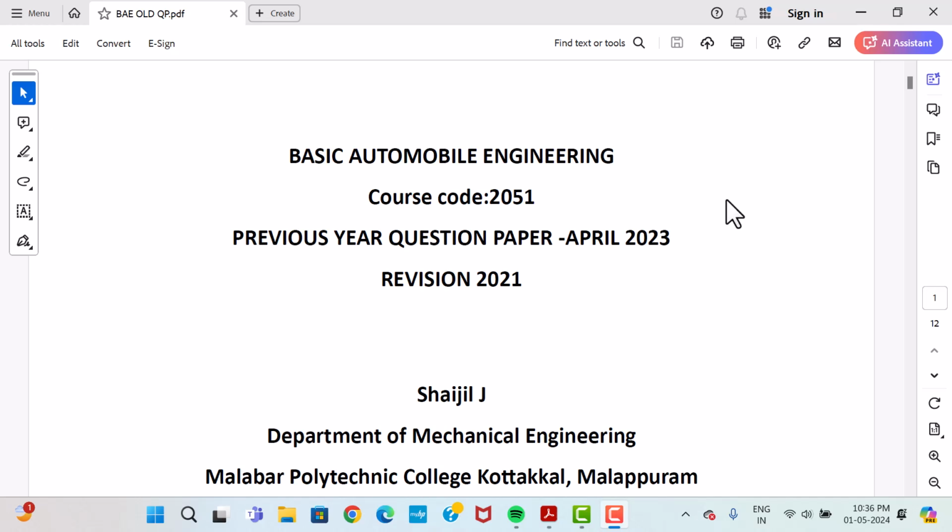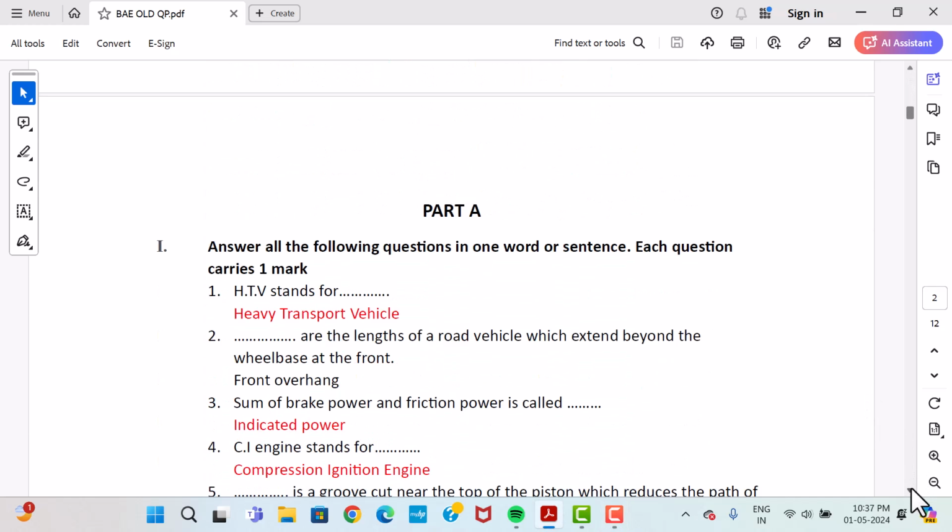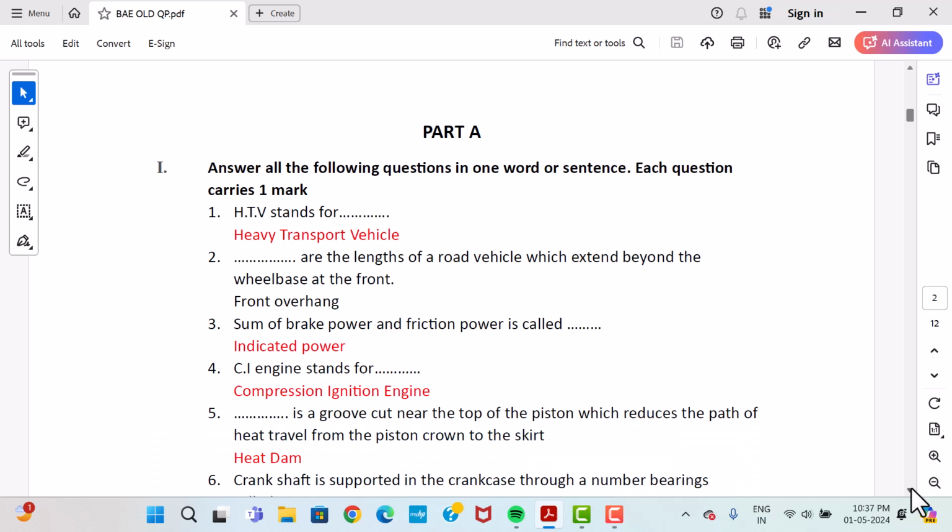In this session, I am going to discuss the previous year question paper of the course Basic Automobile Engineering, and the course code is 2051. Part A. Answer all the following questions in one word or sentence. Each question carries 1 mark.